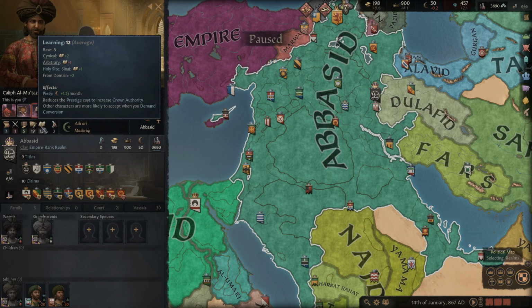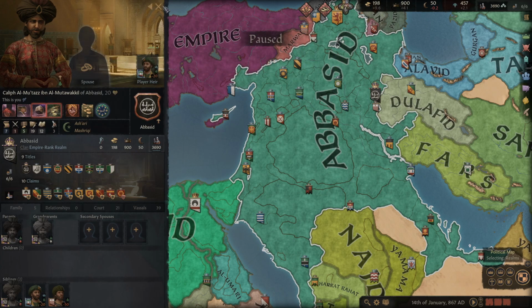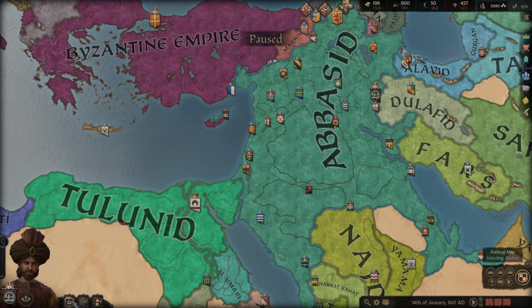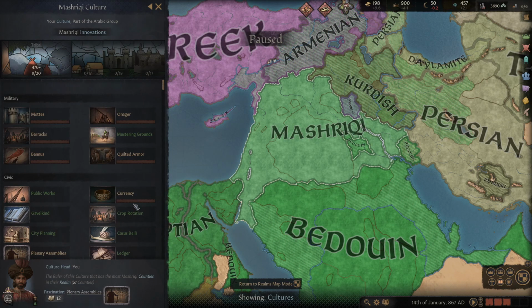And finally, we have the learning stat, which represents an individual's wisdom. Wisdom has a direct effect on how much piety you generate, as well as reducing the cost of changing crown authority. In this case, the Caliph has an average learning skill of 12, which generates 1.2 piety per month. Learning also has a bit of a hidden effect. It's not directly revealed, but it does affect the speed at which you research innovations if you are the culture head. Remember, only the culture head's learning can affect the research speed rate.